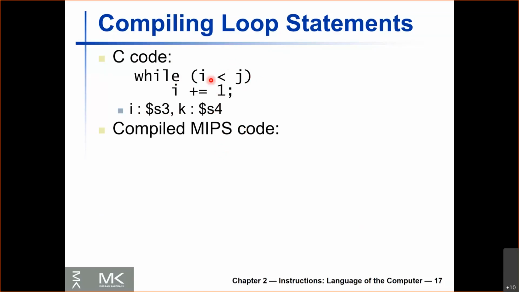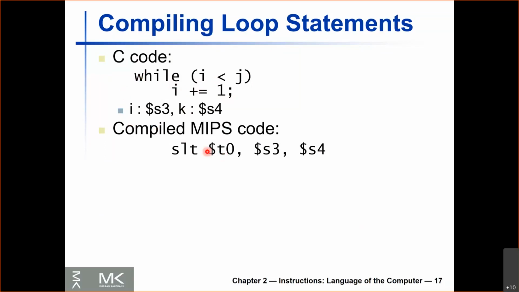Right, so the first thing we're going to do is compare i and j. We're going to do set on less than of i and j and store the result in a temporary. So i and j are in S3 and S4, so we're going to do set on less than T0, S3, S4. Okay, so if S3 is less than S4, that means T0 is going to be 1. So if T0 is 1, we're going to continue into the next instruction. If i is not less than j, then T0 is going to be 0, and in this case, we're going to break out of the loop.